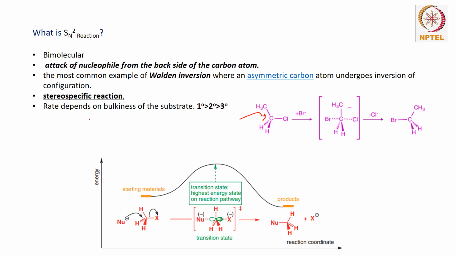If you start a reaction with S, after the reaction the product will be R. If your starting material is S, then after the reaction your product will be R. So there will be total inversion of configuration. This is the energy diagram where the substrate reacts through this transition state and gives us our product.